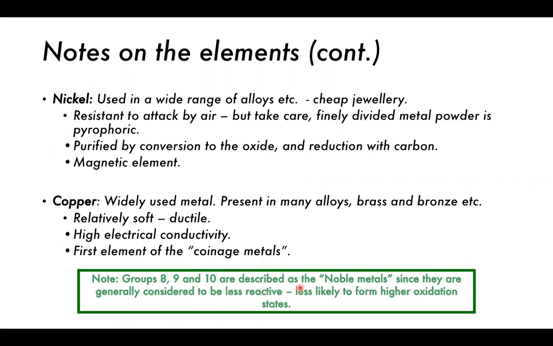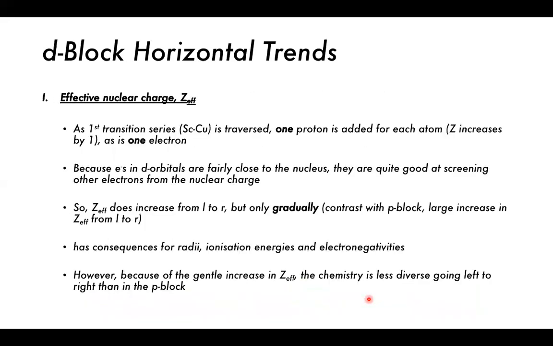Groups 8, 9, and 10 are described as the noble metals, since they are generally considered to be less reactive and less likely to form higher oxidation states. Now, effective nuclear charge across the first transition series. So these are the general horizontal trends of the d block.